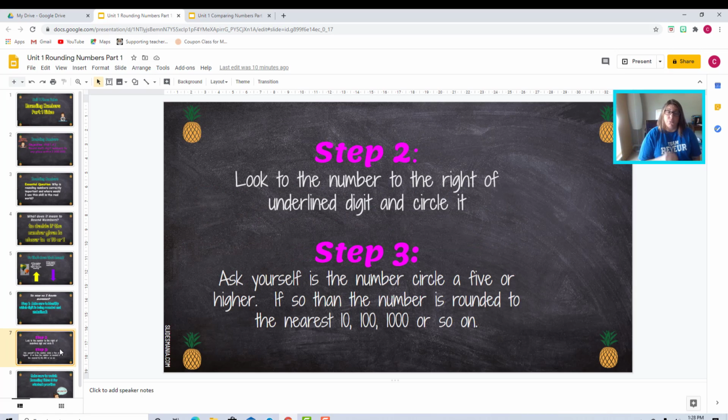In step 2, whatever number it is, so if you underline the number in the 10,000s place, you're going to circle the number to the right of it, right next to it, its neighbor. So if it's 10,000s underlined, then you're going to look to the number in the thousands place. And you're going to look and see, is that number the magic number? Is it 5? If it is, that means that number that's underlined is going to go up by 1 number. If it's not 5, 6, 7, 8, or 9, then that number that's underlined is going to stay the same, and everything after that is going to be zeros.